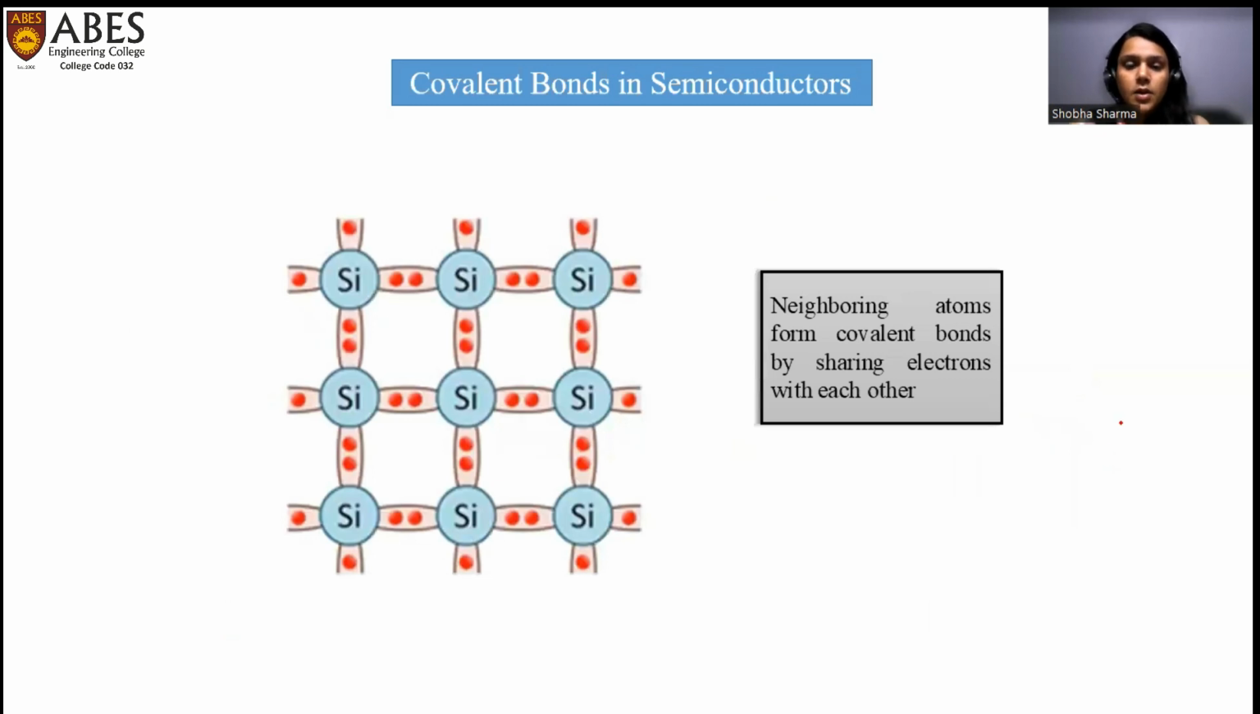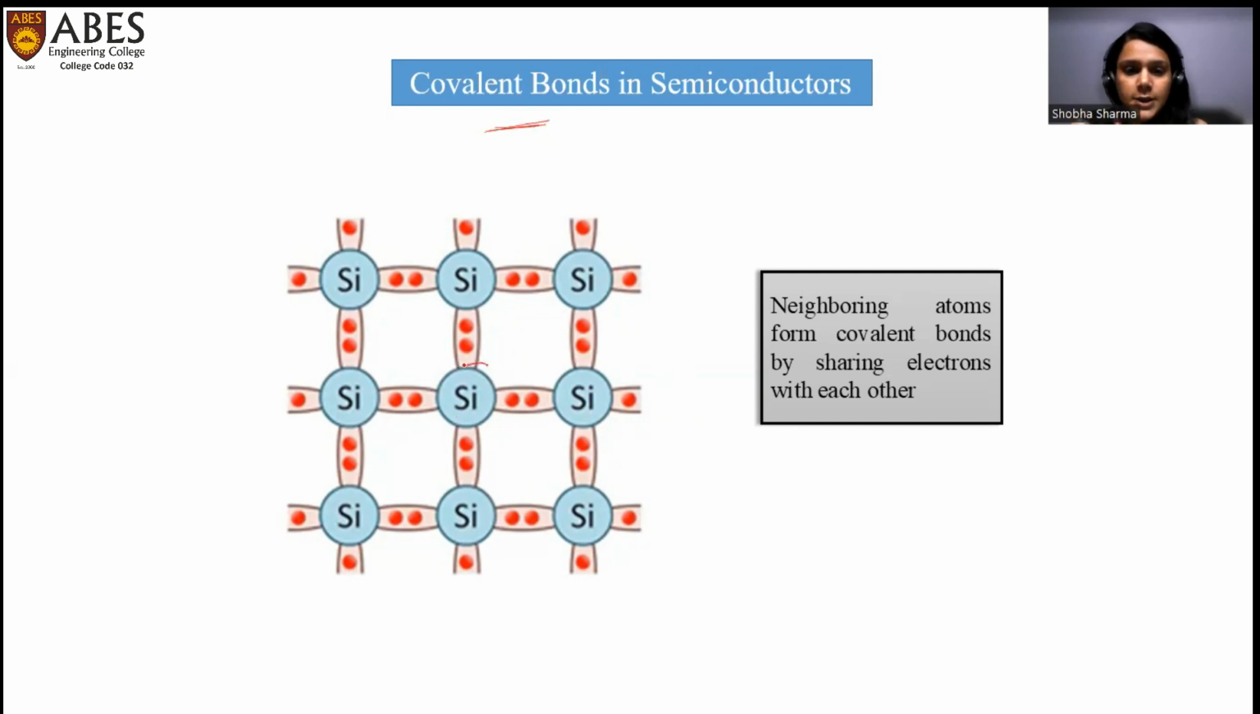Now, covalent bonds in semiconductors. Before discussing the types of semiconductors, we need to have a basic idea about covalent bonds in semiconductors. So here we have a silicon crystal. Here we have an interacting system in which we have n number of silicon atoms.